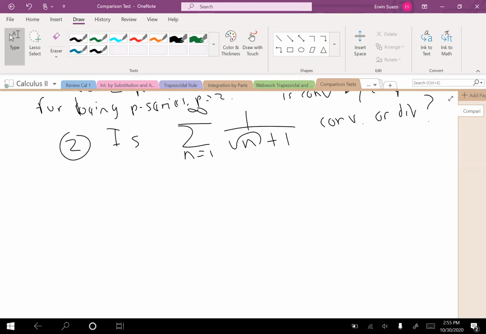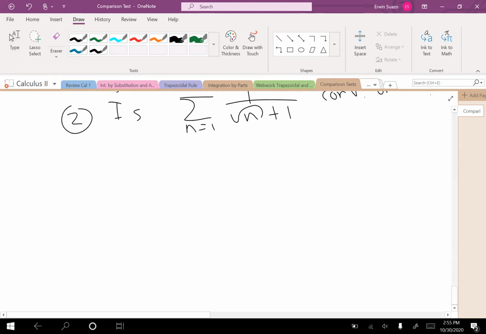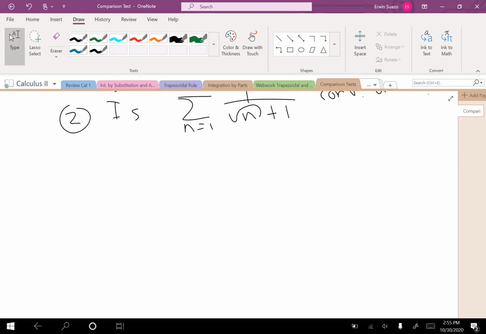Did you solve that one or not? I solved that one by using the comparison test again. The comparison test? Yes. Which one did you use? I used the p-series. What is p? It's 1 over square root of n.